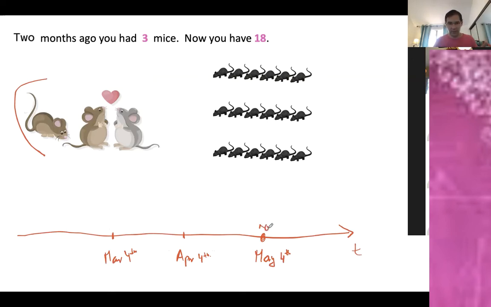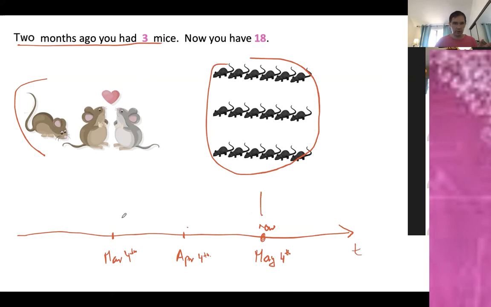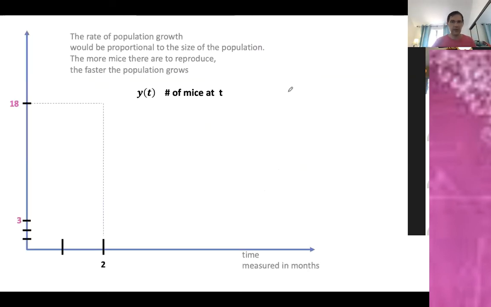This is what we do today. This is now. And let's say that now you have 18 mice. But 2 months ago, there were only 3 of them. Okay, so that's our population. 2 months ago, we had 3 mice, and then now, 2 months later, we have 18 of them. Okay, so let's try to model this situation. This is the piece of information that we want to be encoded in our differential equation somehow. So let's say that y of t is going to be the number of mice at time t.